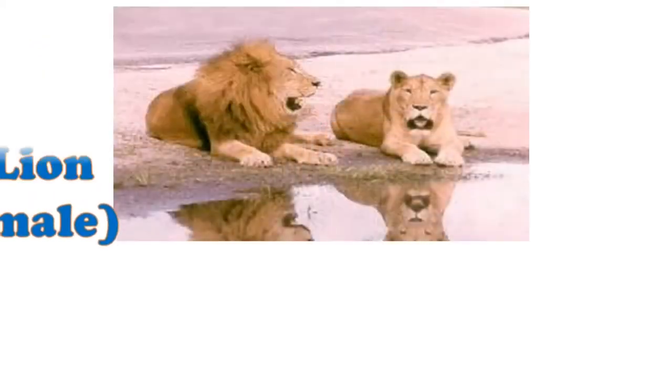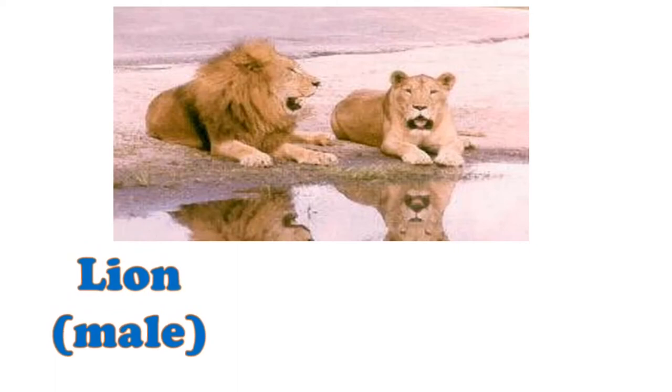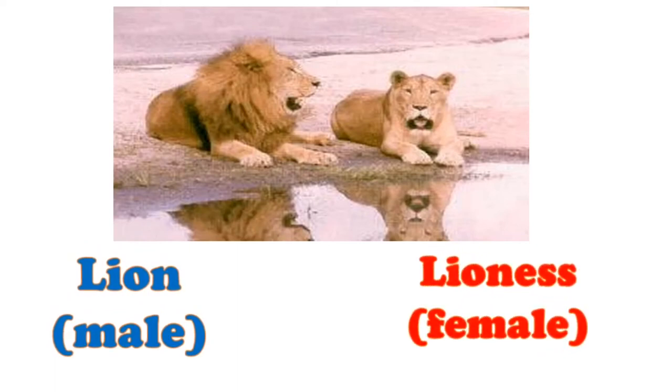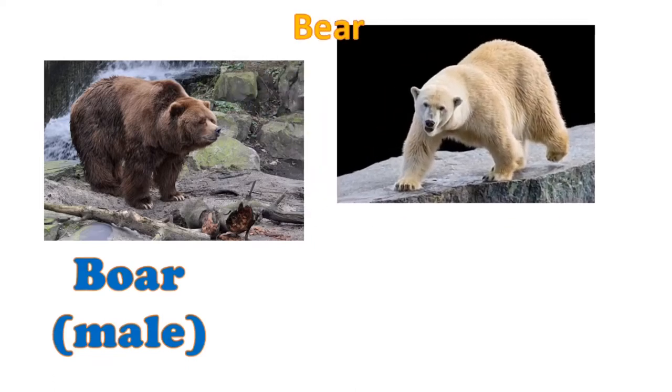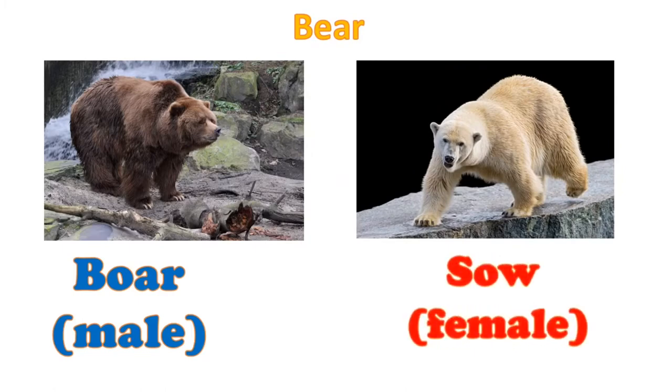The male lion is just called a lion, while the female is a lioness. The male bear is called a boar, while the female bear is called a sow.